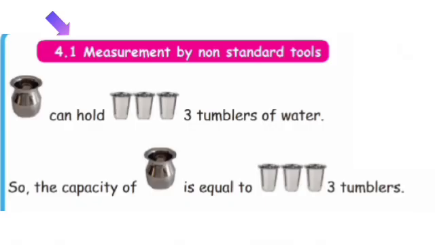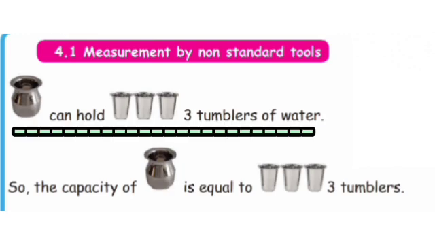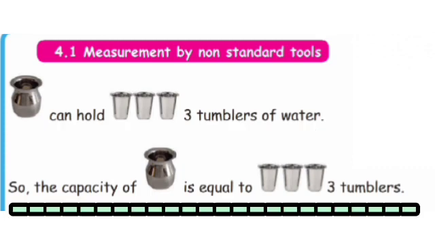Measurement by non-standard tools. First one, this vessel can hold 3 tumblers of water. So, the capacity of vessel is equal to 3 tumblers.